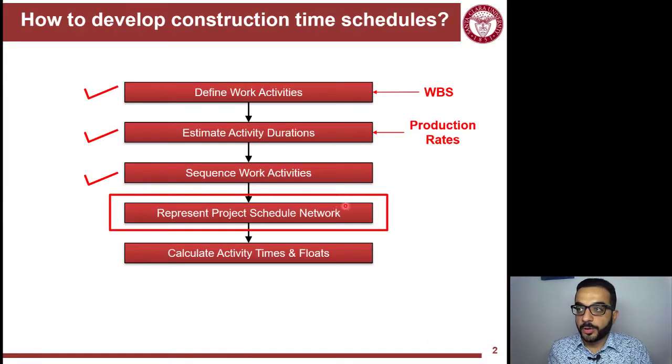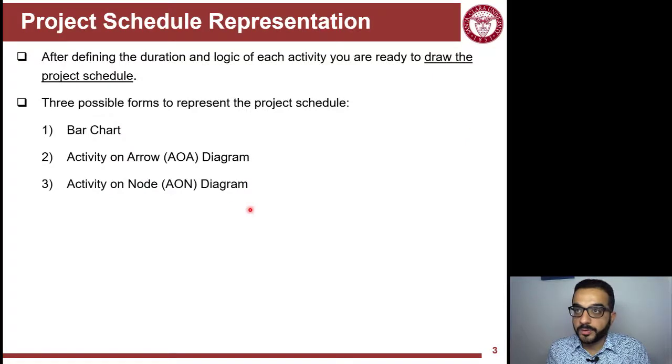In the first part, we learned about the process of developing construction time schedules, and we covered how to sequence and develop logic between construction activities. This part will cover the next step, which is how to represent the project schedule as a network.